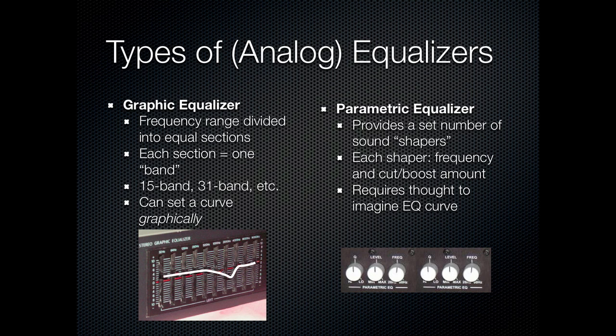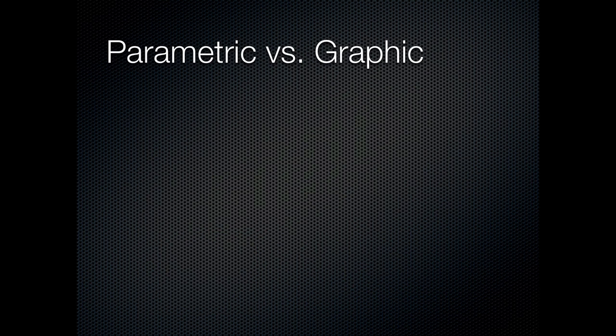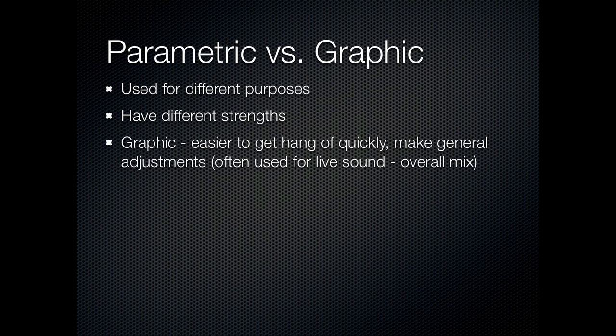While you could use either type of equalizer for many different tasks, there tend to be some patterns as far as when people use them for different purposes. Each type of equalizer has different strengths. For example, the graphic equalizer is easier to get the hang of quickly and to make overall adjustments. So one of the most common purposes that it's put to use for is for live sound, where it's used to adjust the overall mix of everything coming out of the speakers.